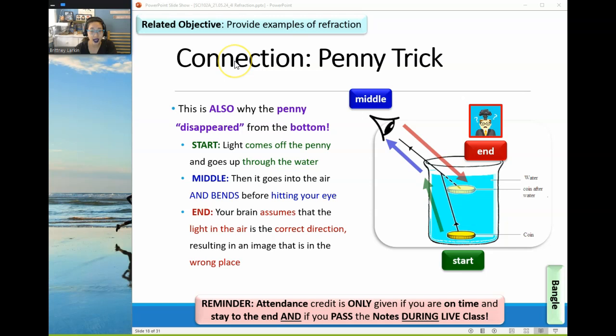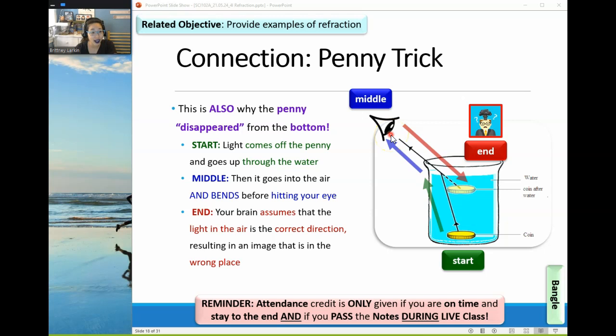All right, so this is also why the penny trick works. This is why the penny actually disappears from the bottom. Again, we always start at the object, not your eye. So light is coming off of the penny, and that's why you can see the penny in the first place. Light is coming off of the penny right here, and again, it's going up, up, up through the water. But the problem is, once it hits the air, it begins to bend flatter. So it bends flatter and continues to your eye.